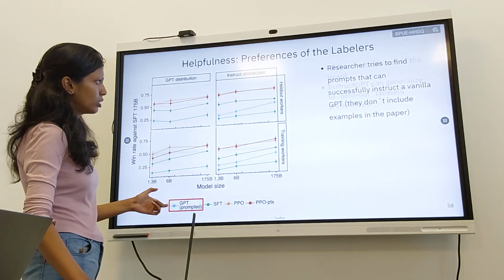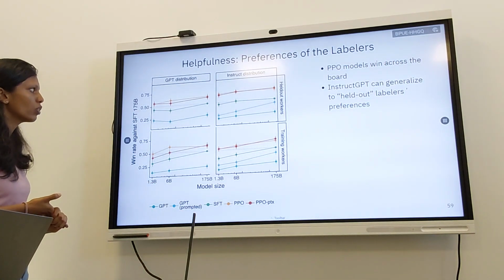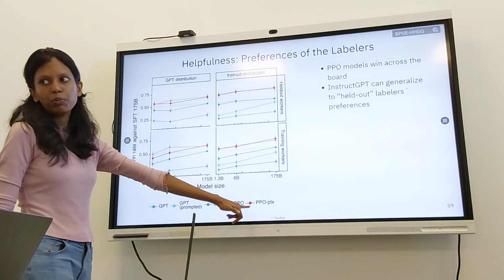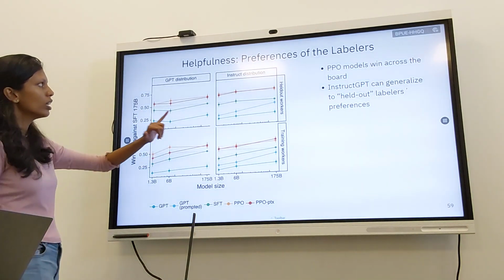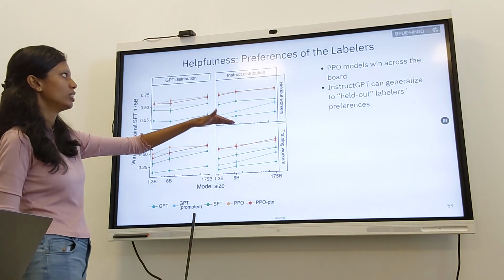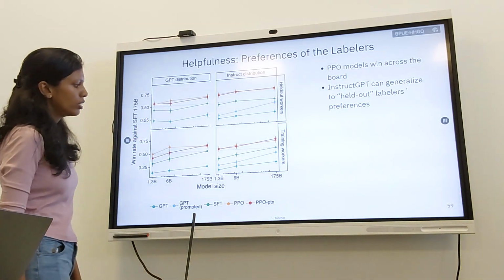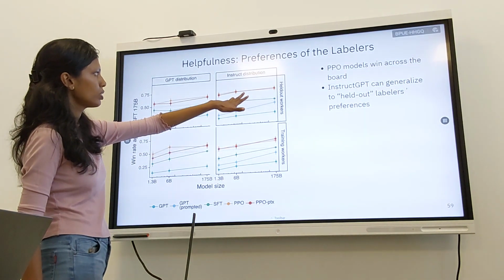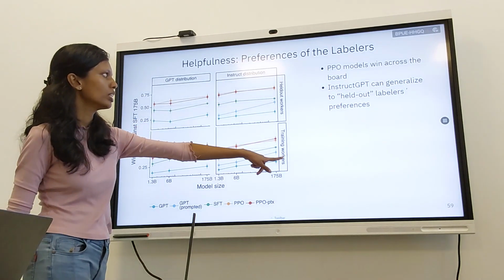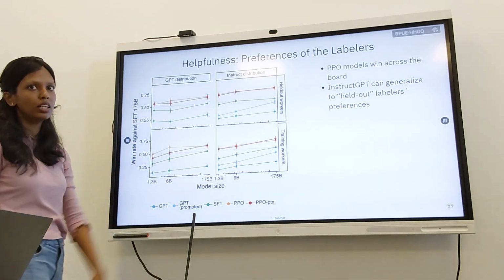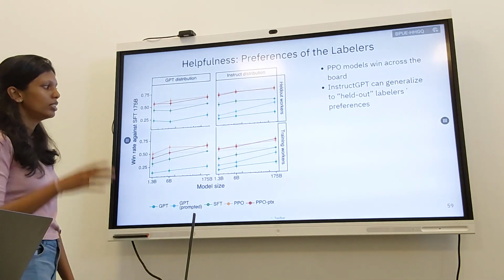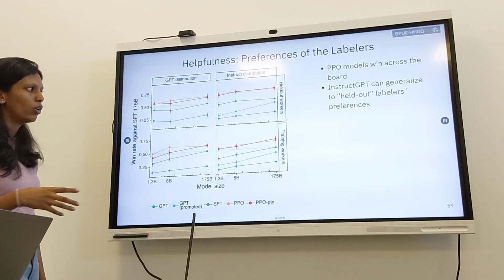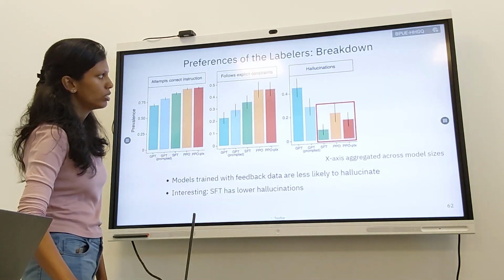As you can see from these results, the yellow and the red ones are the PPO and the PPO PTX, and they are performing very well in the GPT distribution as well as the instruct distribution. Another thing to notice is that the preferences of the training workers and the held-out workers are somewhat similar. This proves the fact that this RLHF generalizes to all of the users.